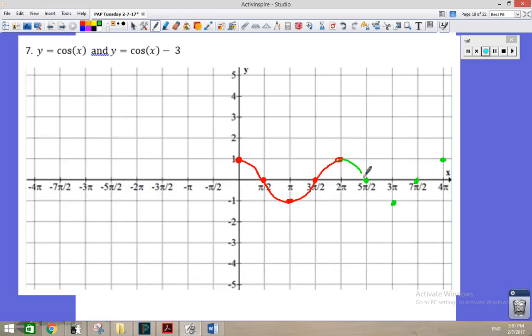So this next cycle is going to look like this, and that's going to continue on. And over here, the same thing. Here's the next cycle. It kind of curves in.